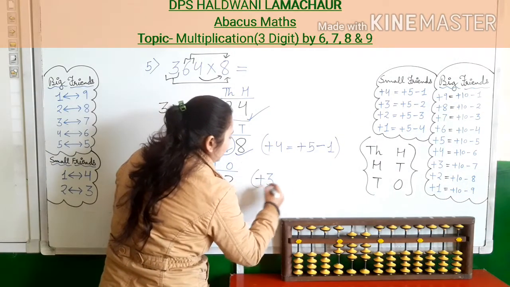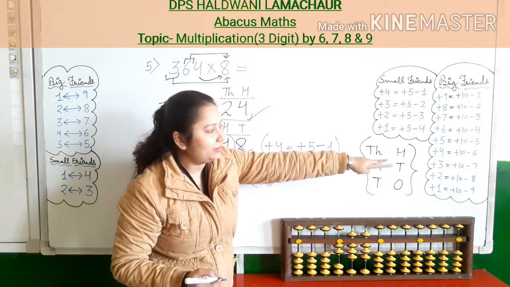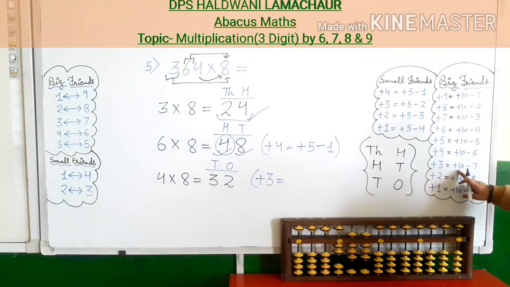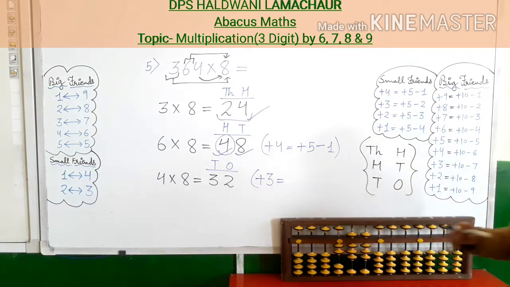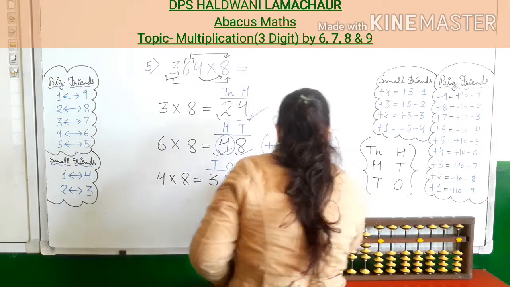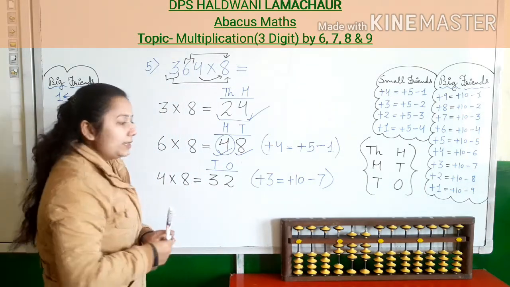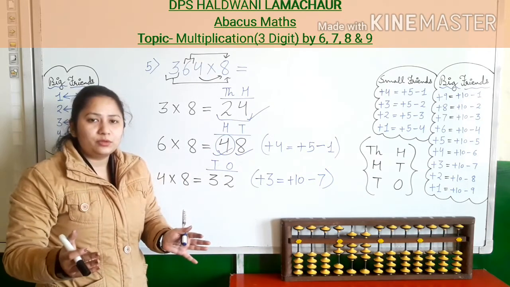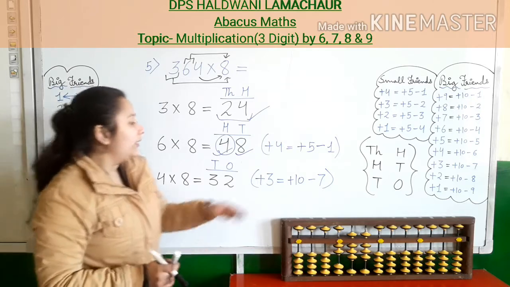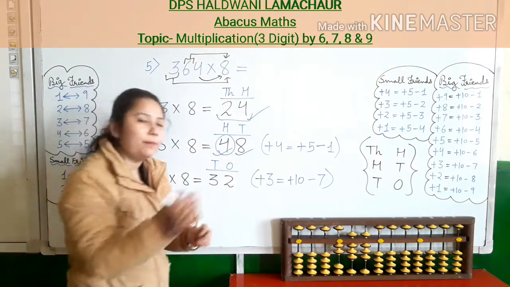Now for adding 3 in big friend formula it is plus 10 minus 7. You can see here, for adding 3 it is plus 10 minus 7. So let's apply this formula. Kids, in my previous videos also in class 3rd and 4th, you have learned that at the time of adding 10, you add 10 in one rod up.